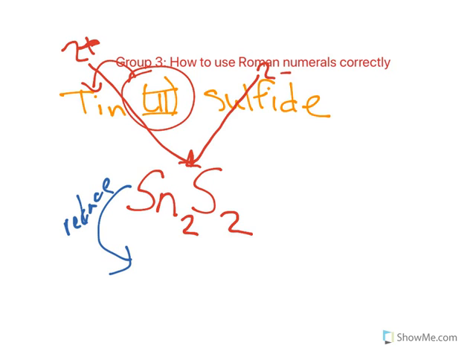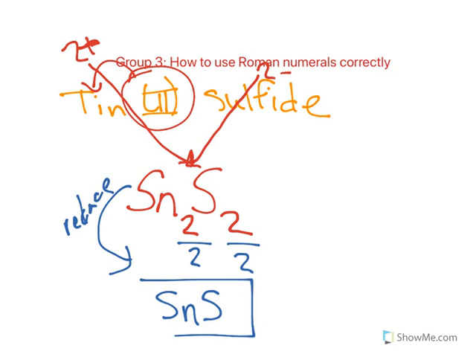And what I mean by that is 2 will go into 2, right? 2 divided by 2 is 1. So I can divide both of these by 2 to simplify. Okay, so 2 divided by 2 is 1, so tin gets a 1. 2 divided by 2 is 1, so S gets a 1. So the real formula for tin(II) sulfide would be SnS.